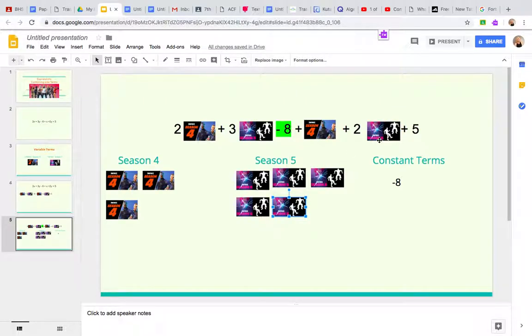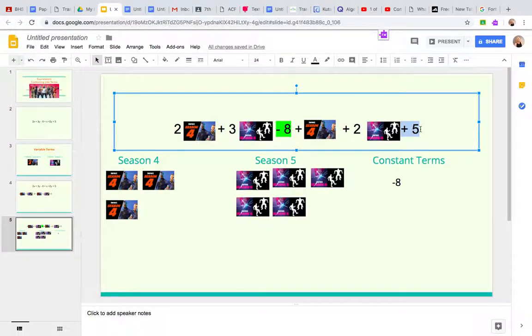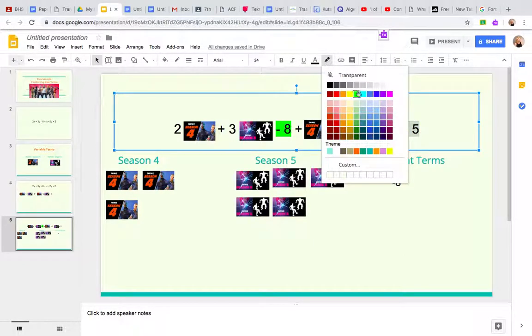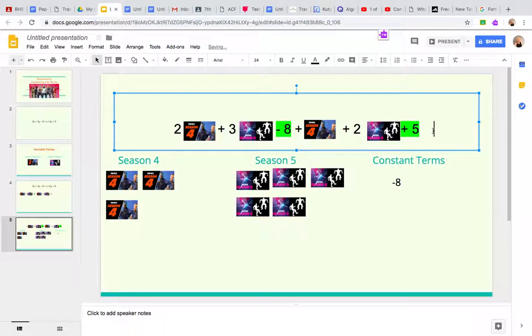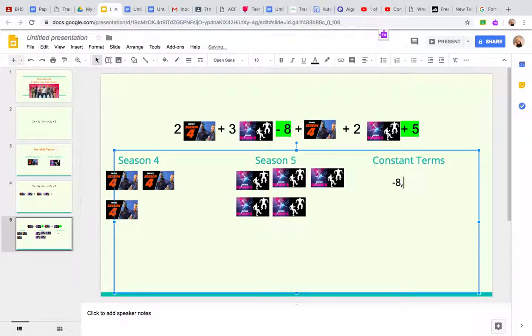All right, so moving on, it tells me plus 5. Now, here again, it does not tell me that it belongs to Fortnite at all, or that it belongs to a season. So I'm going to highlight this plus 5. I'm going to change the color to green to show that it's a constant term. And then I'm going to put it right down here. Okay. Now we're ready to calculate the different terms and simplify.